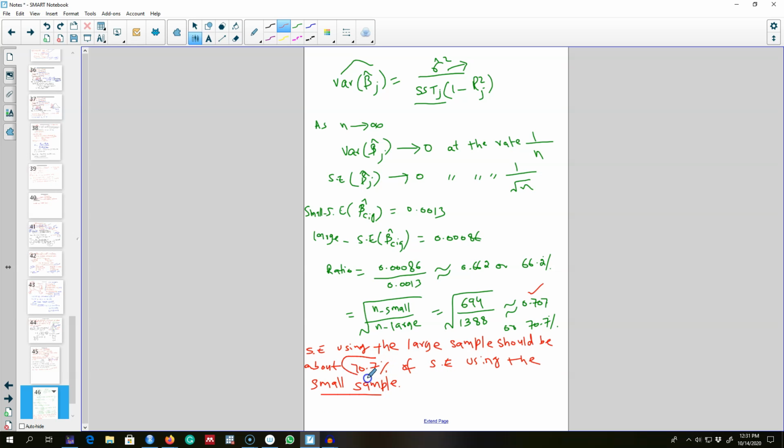So it seems like a larger sample is giving us a smaller standard error. And remember, this is what we want. So a large sample is better. We saw that the ratio between the standard errors of the large sample and the small sample is about 66.2%, which is very close to 70%. So this shows that a larger sample gives us a smaller variance than a small sample. As we saw in this case, a larger sample is giving us a standard error which is about 66% of the smaller sample.